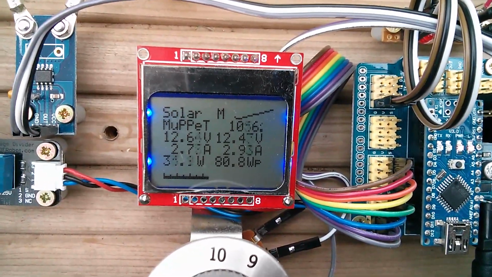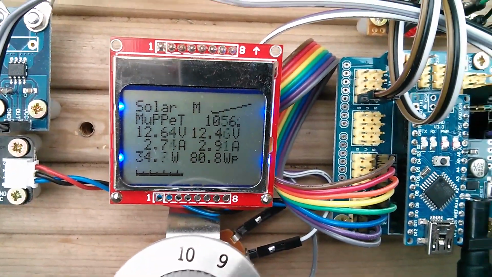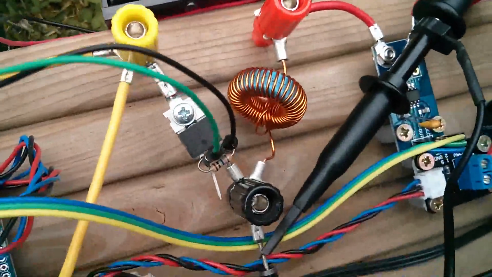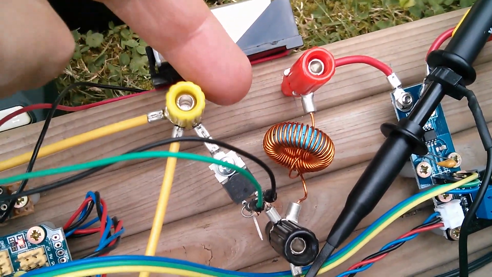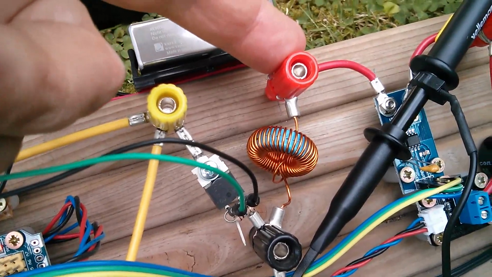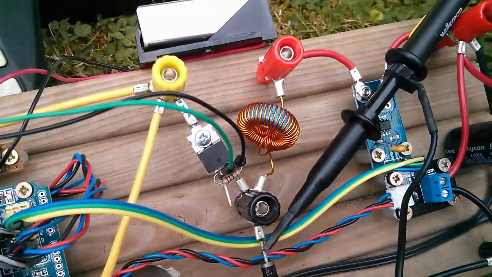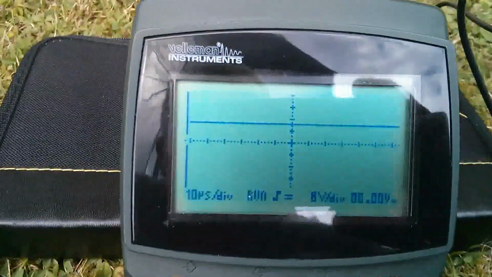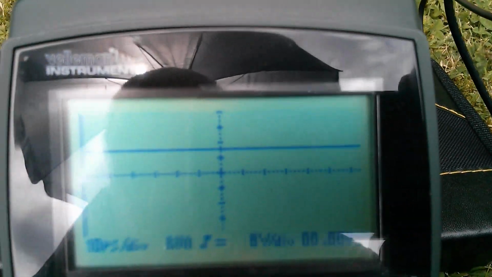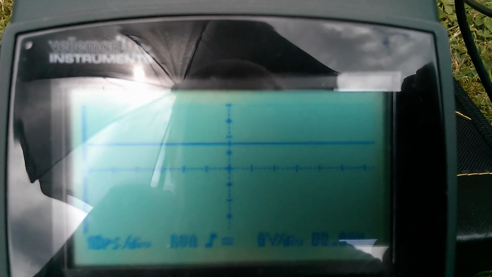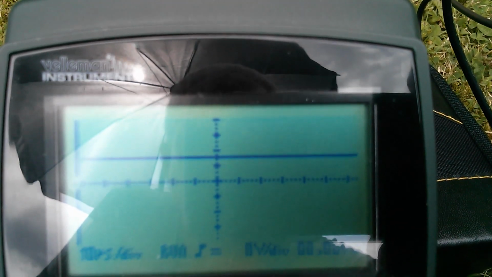At 100% pulse width modulation, the MOSFET is 100% on, the solar panel voltage here is being pulled down through the MOSFET and the inductor to the battery voltage. So it's all DC, it's all stable. And on the scope, we have a DC line. Now what's that, 8 volts per division? So it's at about 12 volts, that makes sense.